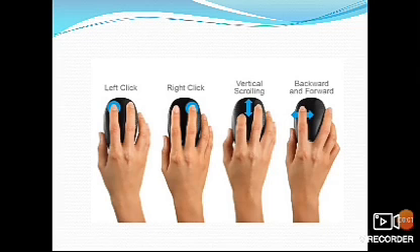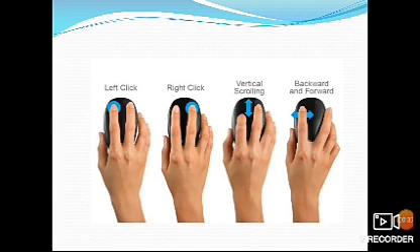Now I will tell you different actions of a mouse. A computer mouse is used by pressing its buttons. Pressing a button on a mouse is known as clicking. Clicking means to press and to release the mouse button.